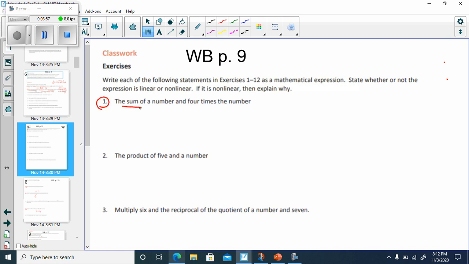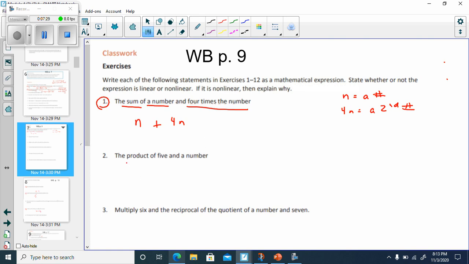The sum means add, the sum of a number and 4 times the number. Well, if I say n is the number, then if I add up n plus 4 times that number, 4n would be a second number, right? N plus 4n. And it didn't tell me what it equals. They just wanted me to set up this expression.